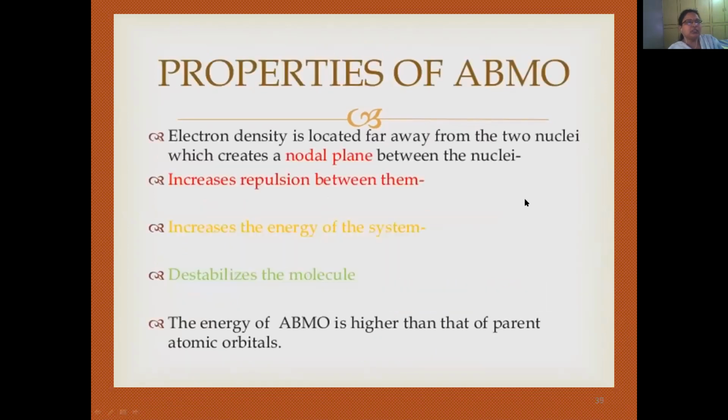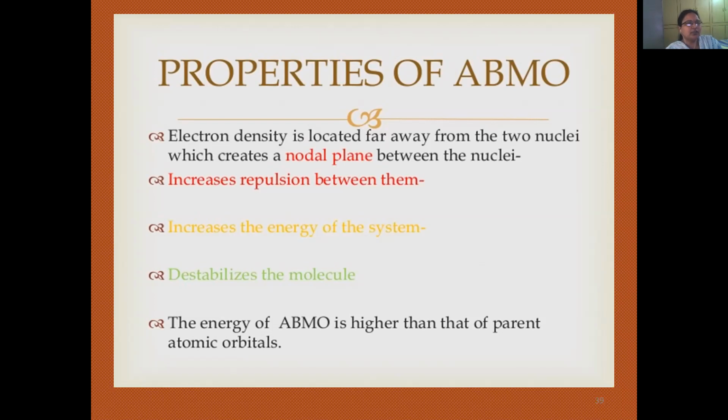So it increases the repulsions between them, and it increases the energy of the system. Because they get repelled, they go to higher energy levels, which destabilizes the molecule. So the molecule gets destabilized.